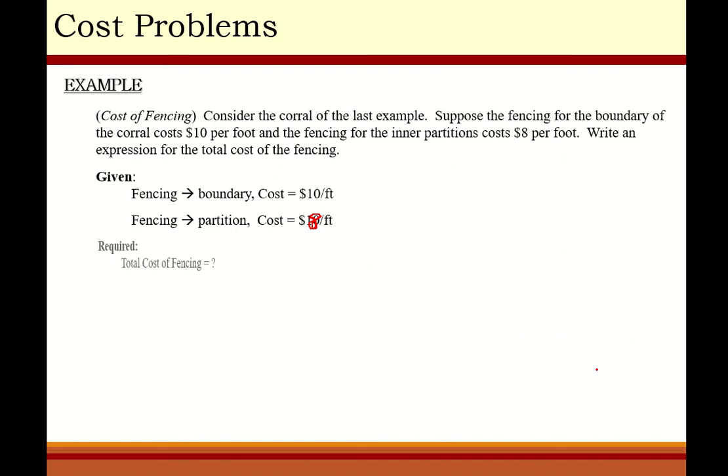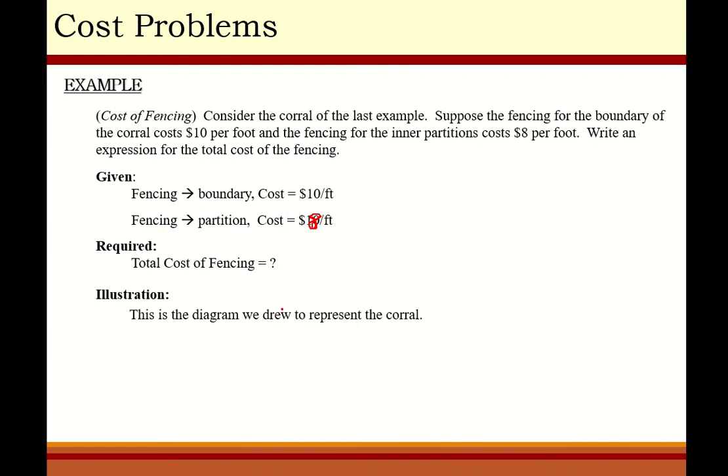Okay, and we are required here to find the total cost of fencing, meaning that it includes the partition. So from our illustration, as we did in the previous example, this is the diagram that we have done. I made a color here just to distinguish. I forgot to color this one, this should be red. So these are some of the boundaries.